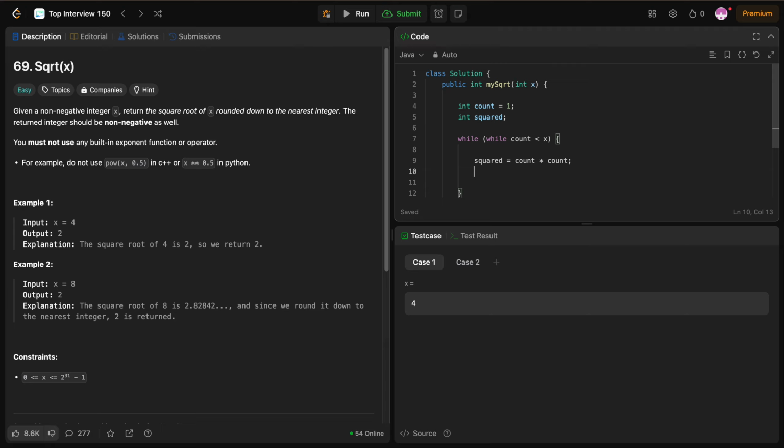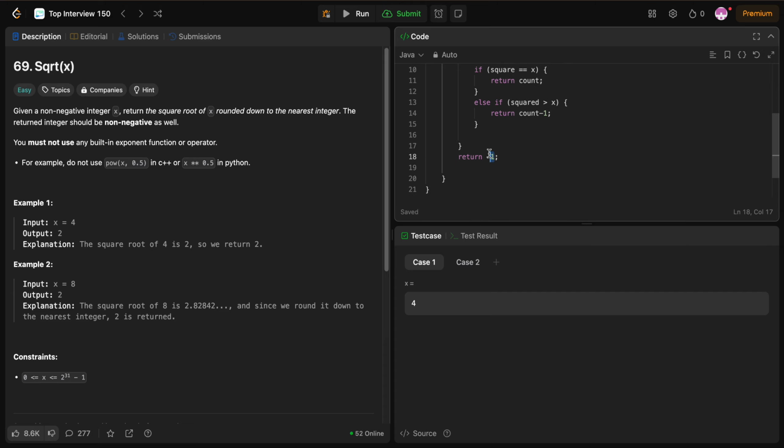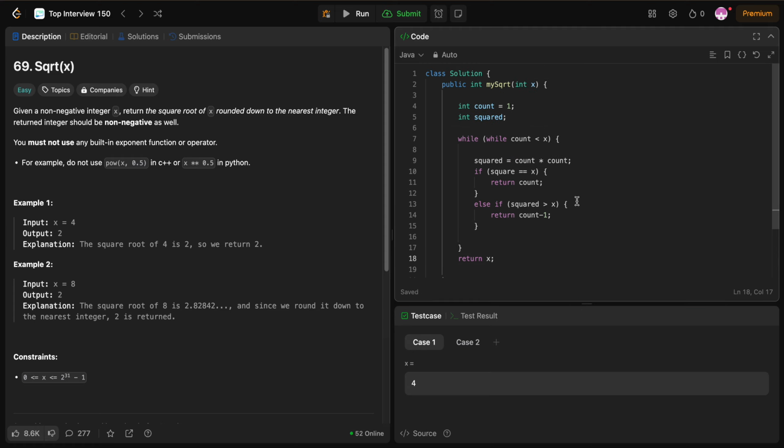If squared is equal to x, return count. Otherwise, if squared is greater than x, return count minus 1. And then just here we'll do return -1, although it should never actually even reach this. Actually, here we'll just do return x, but again, I don't think it should reach it. And yeah, I think this makes sense. Sorry, this shouldn't be here.